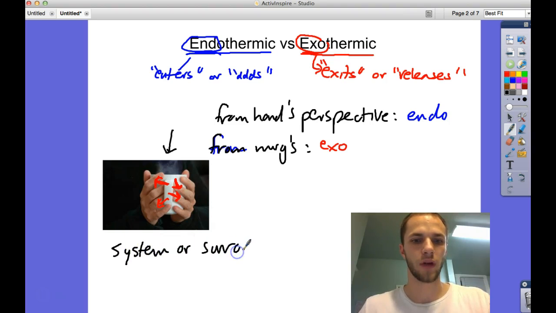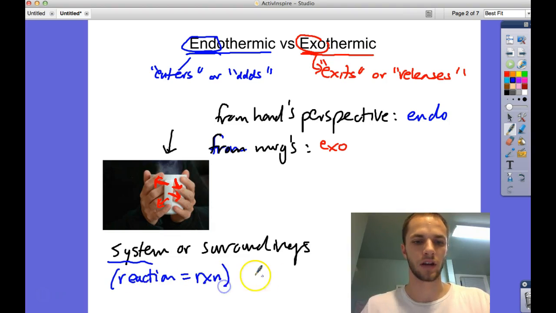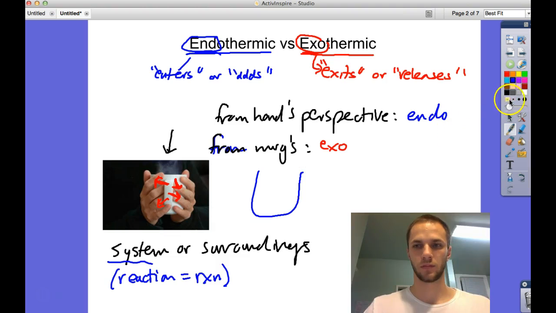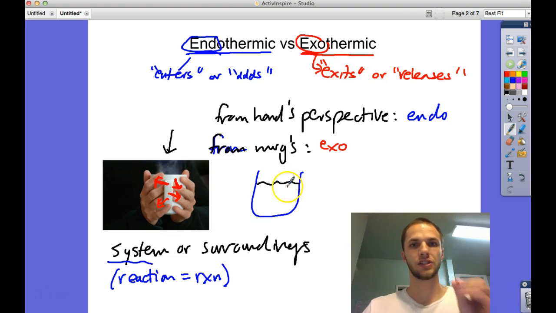The words that we use to describe these are: are we looking from the perspective of the system or the surroundings. And whenever we're talking about chemistry, we're going to be talking about the system, which is the reaction, which you'll sometimes see abbreviated as RXN. We'll very frequently see it abbreviated. So, if you have a beaker, and some reaction is occurring, the way we determine if that reaction is endothermic or exothermic is by what's happening to heat from the perspective of the reaction.